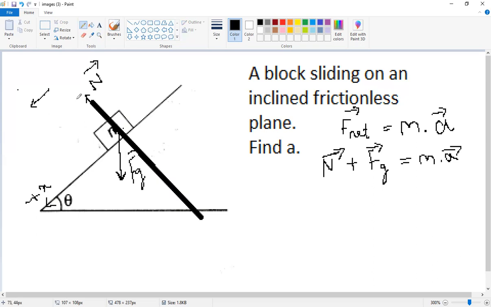And this axis here, we take it as the y-axis. Do you see it? If we extend this line, this is the positive y-axis. So we chose this axis to be the x-axis.